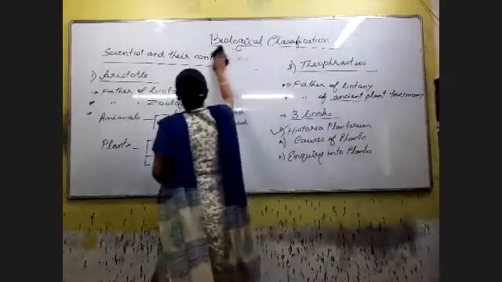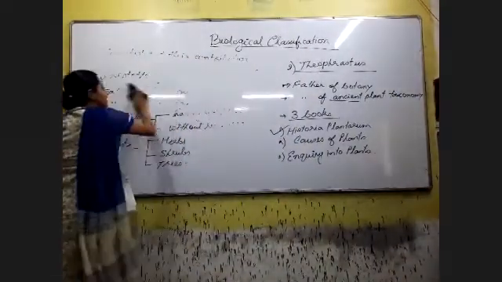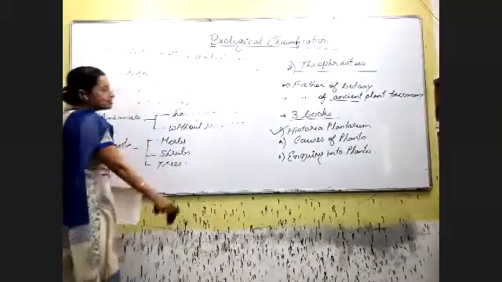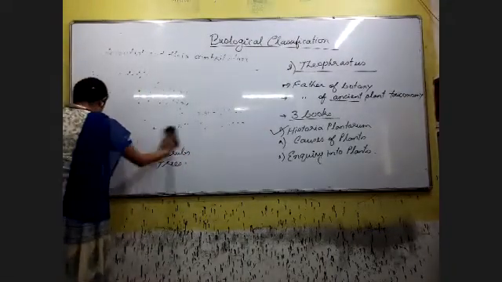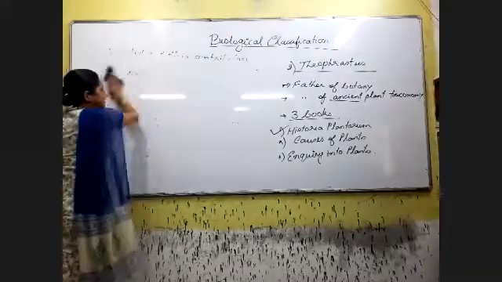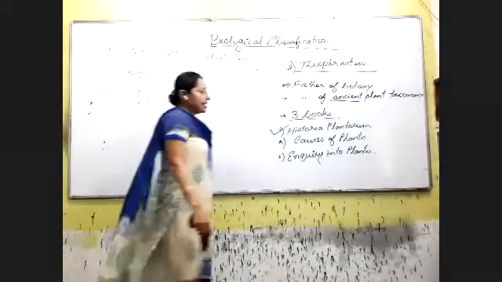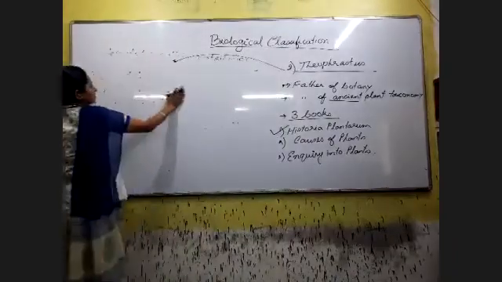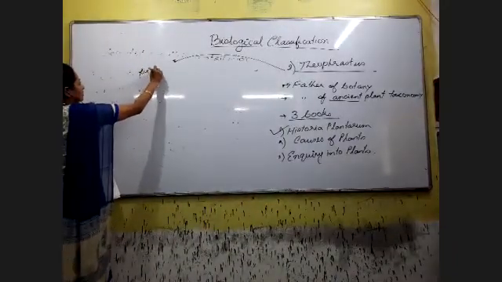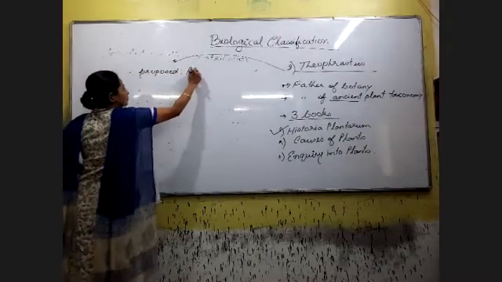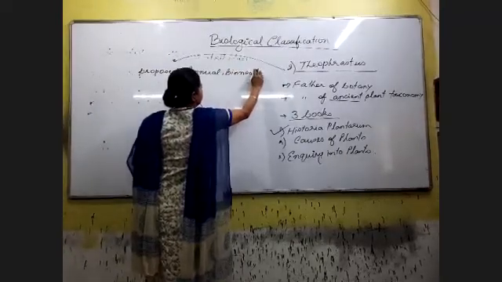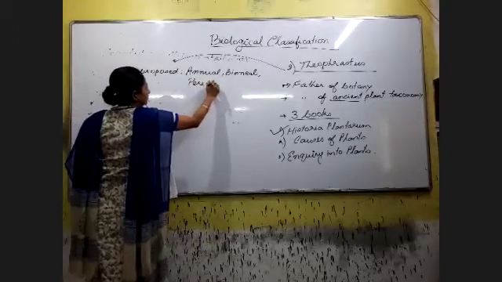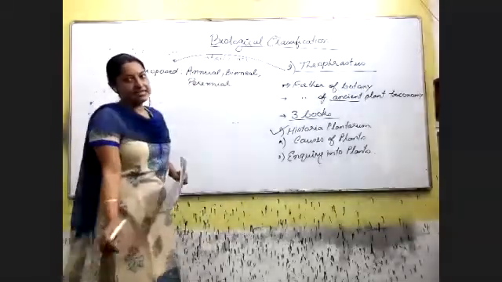Next, the next point about Theophrastus is he has proposed certain terms. Next point, write: he proposed certain terms like annual, biennial, and perennial. Annual, biennial, and perennial. These are the words that we often use.